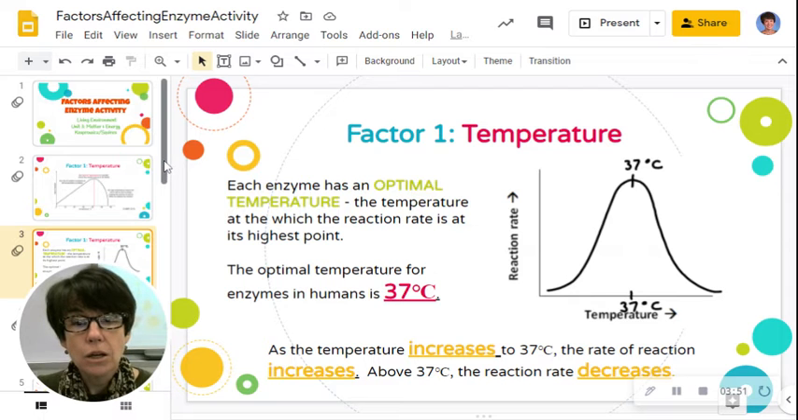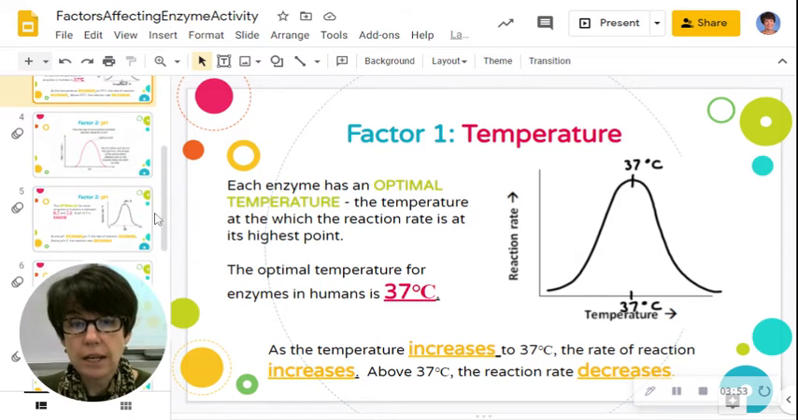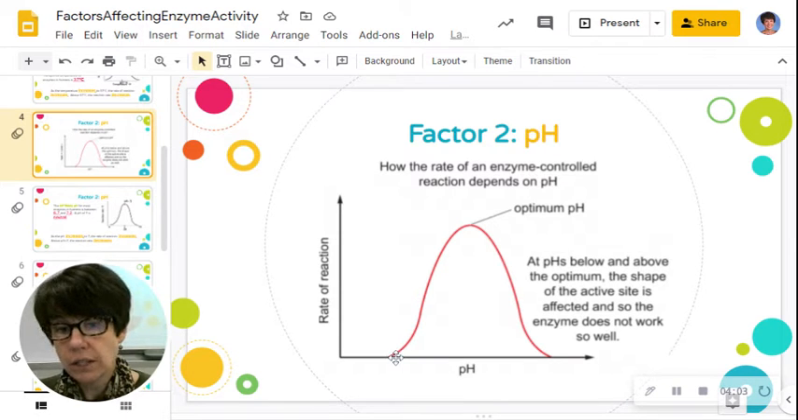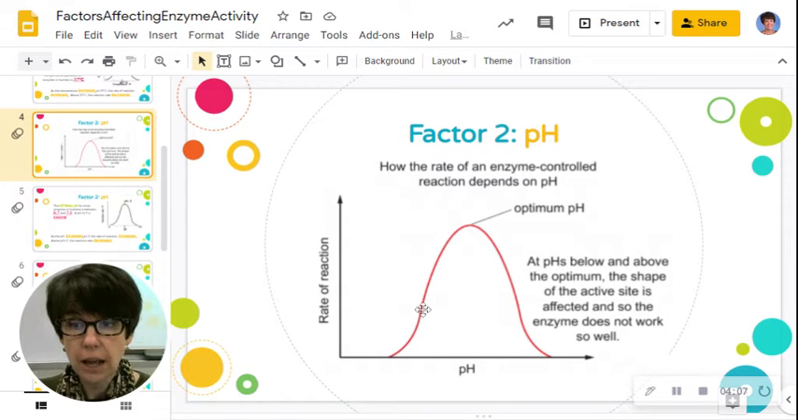So our next factor, the next thing that we could change in the environment, is the pH. How acidic or how basic is the environment? This looks very similar to the temperature curve. We see that as we reach the optimal pH, the pH that that enzyme works best at, the reaction rate is increasing. And then above that, the reaction rate is decreasing.